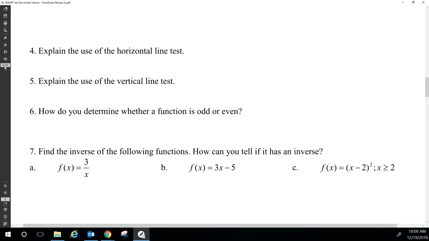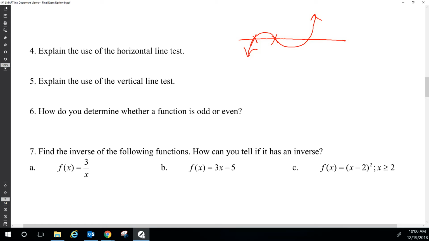All right, it says explain the use of the horizontal line test. I'm not going to write it down, but we'll talk about it. A horizontal line test is when you're looking at a graph and you're trying to figure out, does this guy have an inverse? Well, if I draw a horizontal line across it and I hit more than once, then this function does not have an inverse.